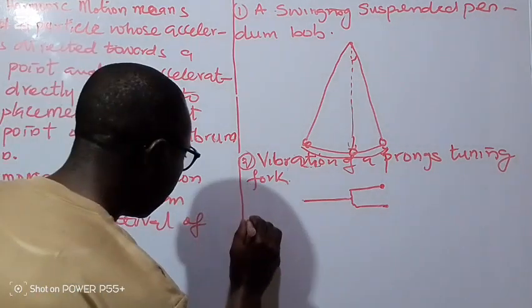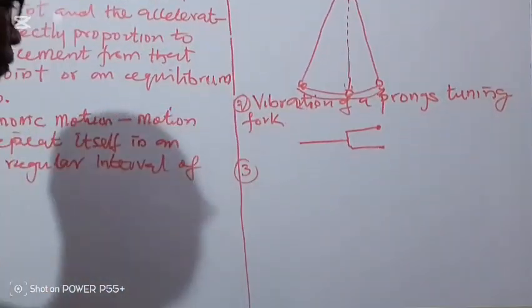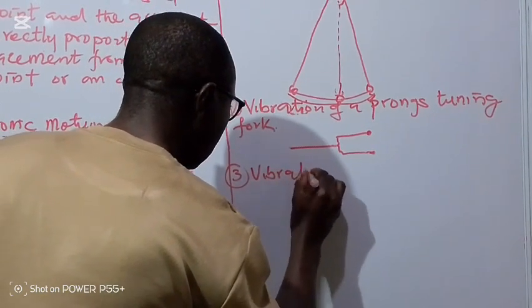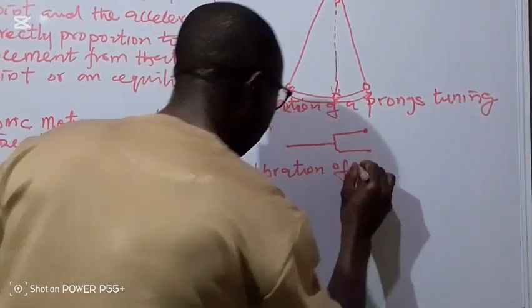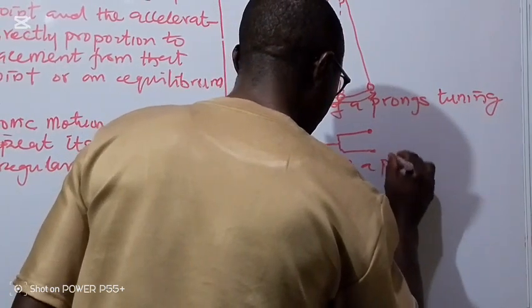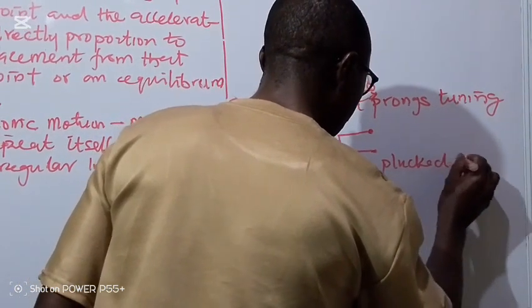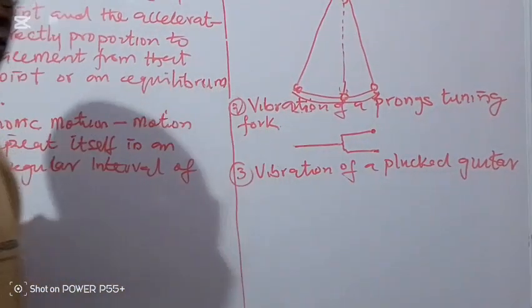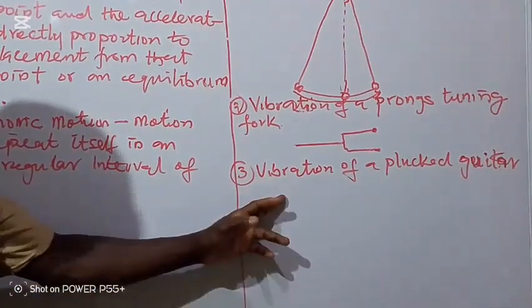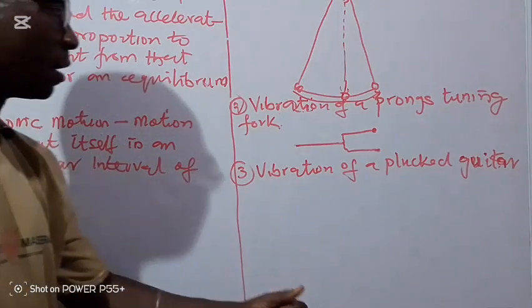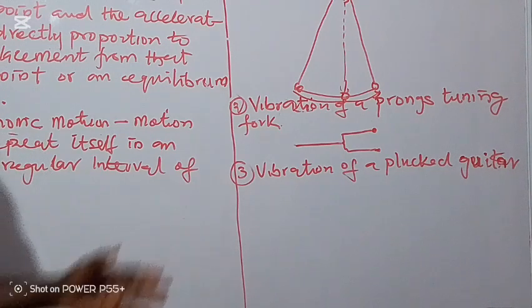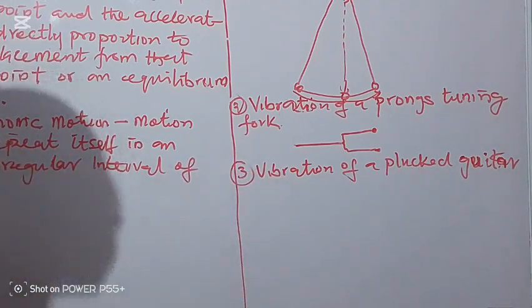Number 3, vibration of a plucked guitar. When you pluck a guitar, it will vibrate. The vibration is also a typical example of simple harmonic motion.